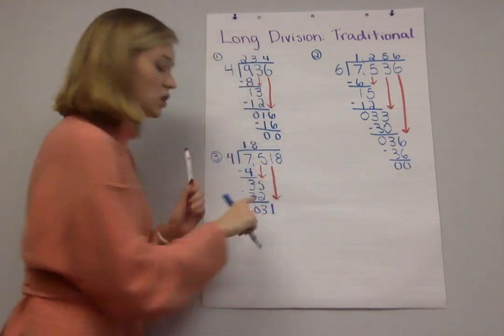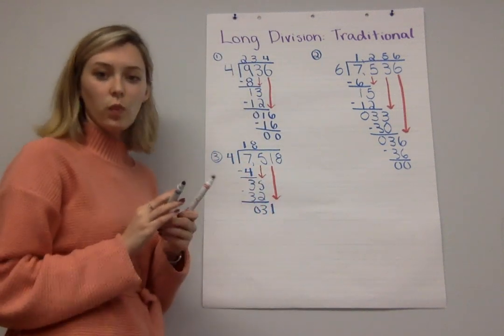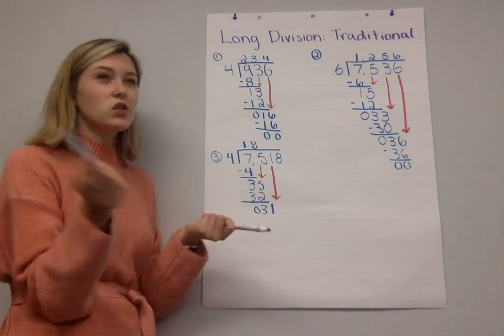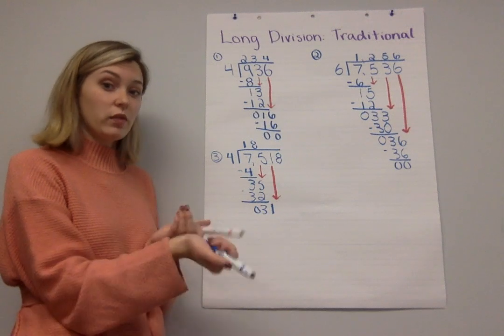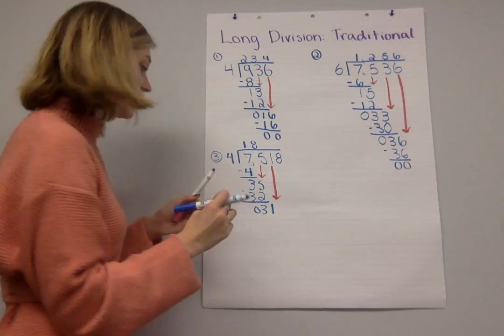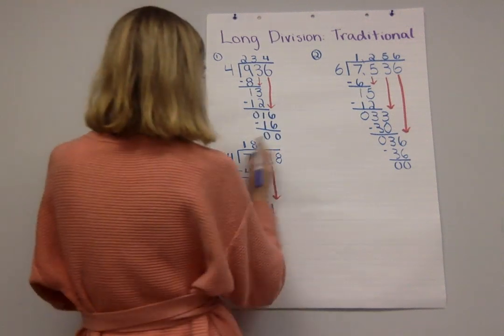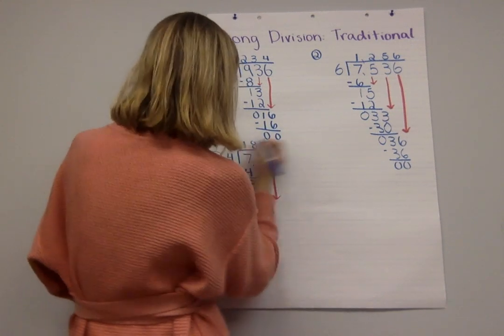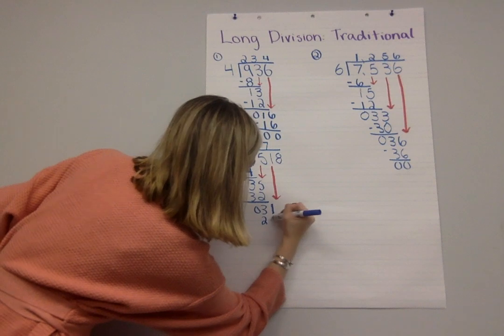Let's see, 4 into 31. Well, I just did 4 times 8 is 32, but that's over 31, so maybe I could try 7 for this one. 4 times 7 is 28. Right above my place value. 4 times 7 is 28.